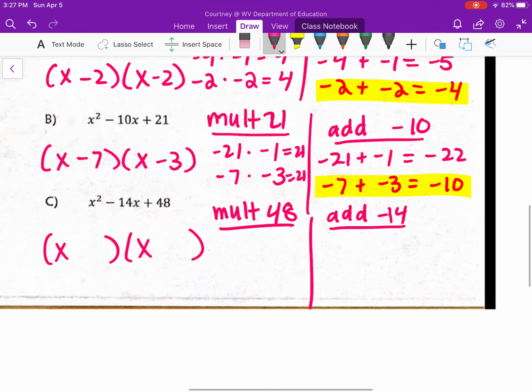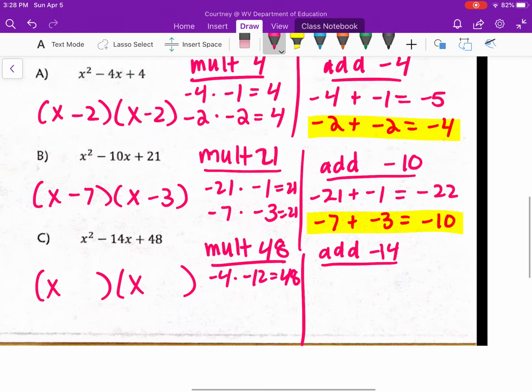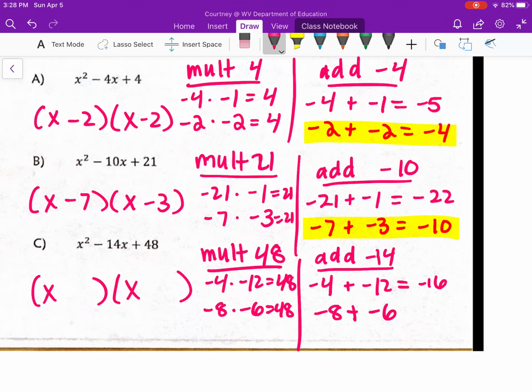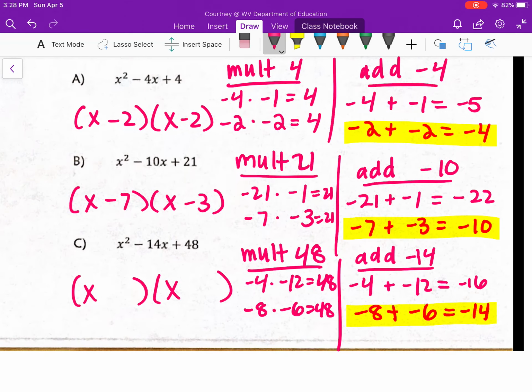Let's see if we can do it here. Multiply to 48. We have negative 4 and negative 12, or we have negative 8 and negative 6. That will give us 48 as well. Which of those add to give you negative 14? Well, negative 4 plus negative 12 is negative 16, very close. And negative 8 plus negative 6, that is negative 14. If you guys need to put these in your calculator to see what they add up to, that is totally fine with me. Okay, so our winners, we said, are negative 8 and negative 6.